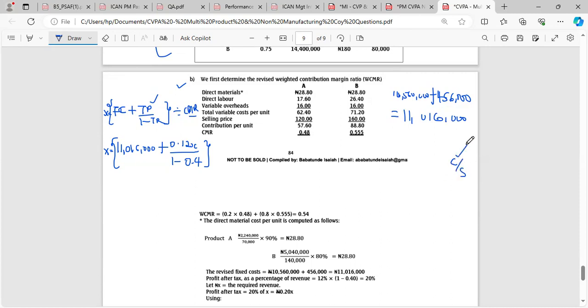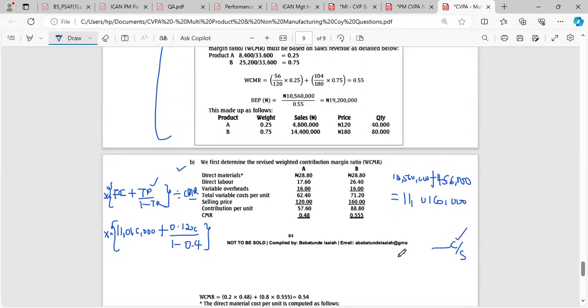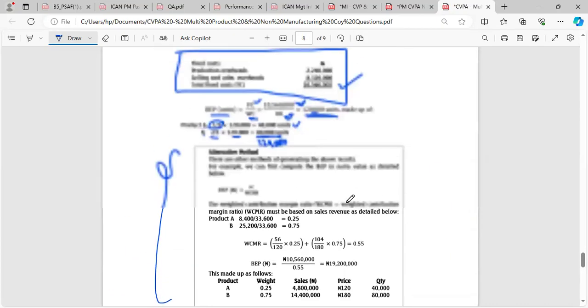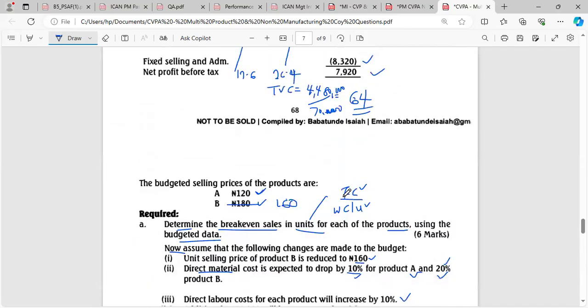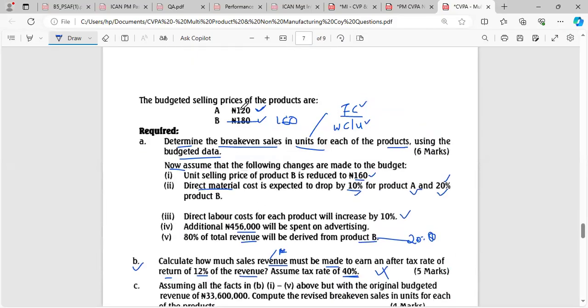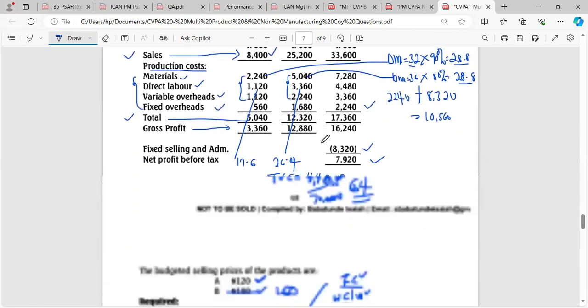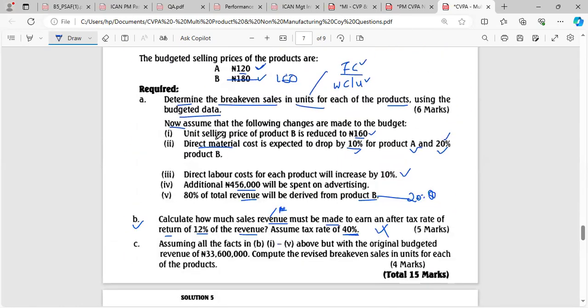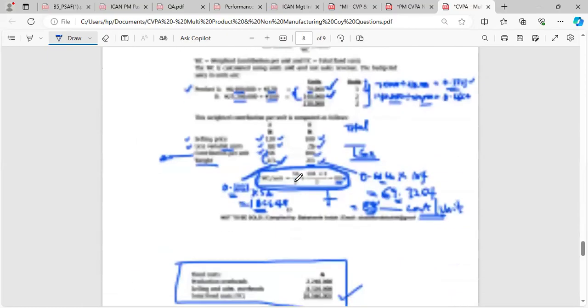So we have to calculate what contribution is, because contribution will now be sales minus variable cost. So what is our sales? Remember that we have done adjustment already, so there's no rocket science. What is our sales? This for direct material, this for labor. The sales is 120 for product A and 160 for product B, because they told us that the unit selling price for product B is reduced to 160. So we have 120, 160. That's our sales.